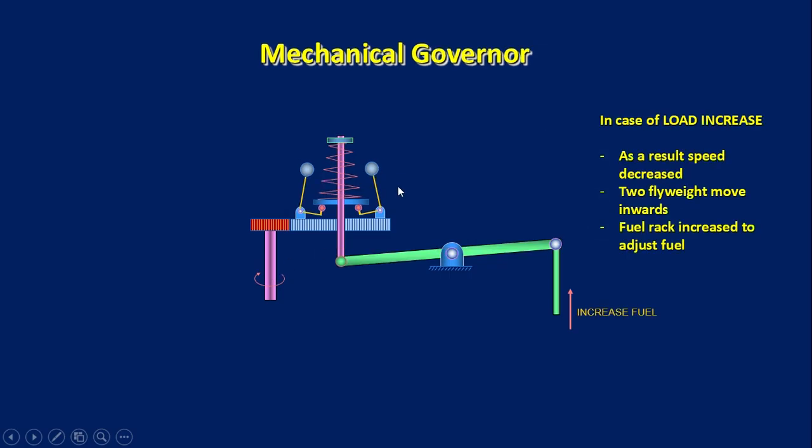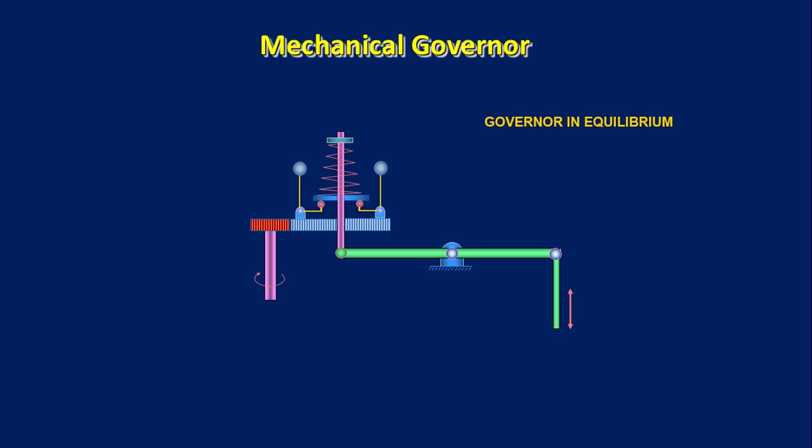Here we can see when there is an increase in load. As the engine load increases, the speed will decrease. As the speed decreases, the two flyweights move inwards. As they move inwards, the spreader spring compresses the lever, and this mechanical linkage increases the fuel. Then after the fuel increases, the engine speed also increases, and again it will come to equilibrium condition.